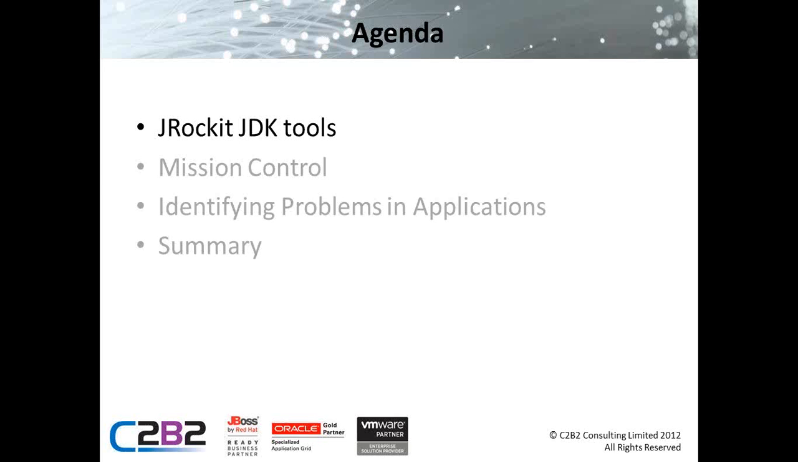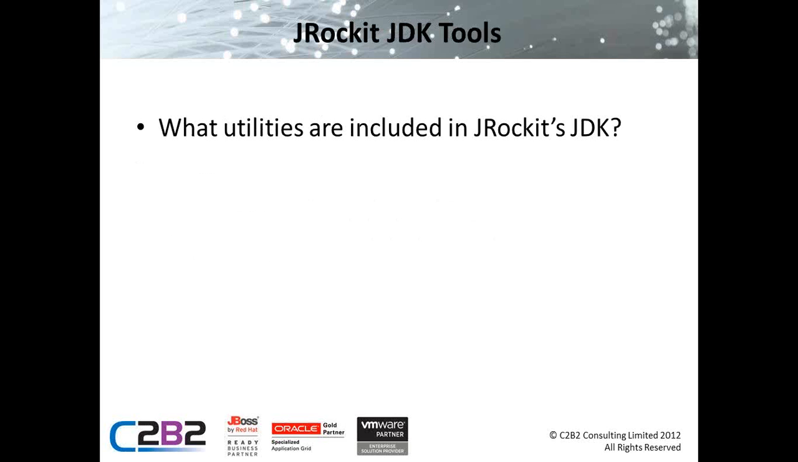To kick us off though, let's take a look at the extra tools that come with JRockit. So what utilities are included in JRockit's JDK? Well, the most obvious is Mission Control. That's what this webinar is all about. But aside from that, there's also JRCMD, which is a command line utility. It's used to execute commands against the JRockit JVM. You can use it to start flight recordings, which we'll talk about in a moment. You can use it to initiate thread dumps, heap dumps, and to print out general statistics about running processes.